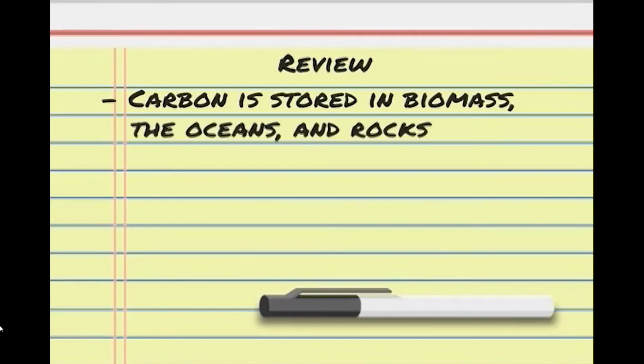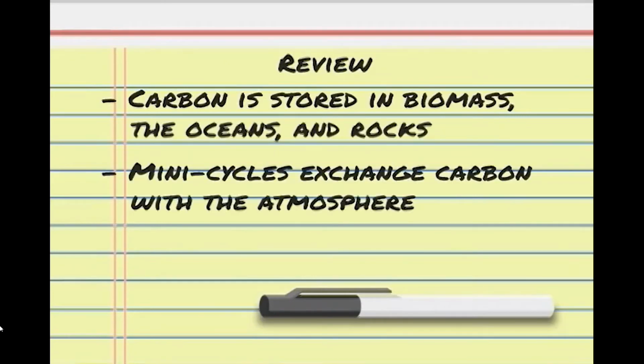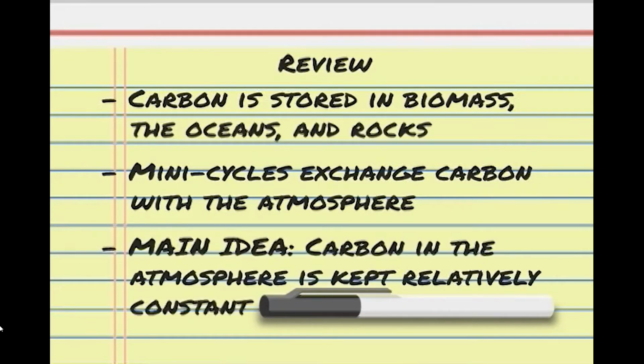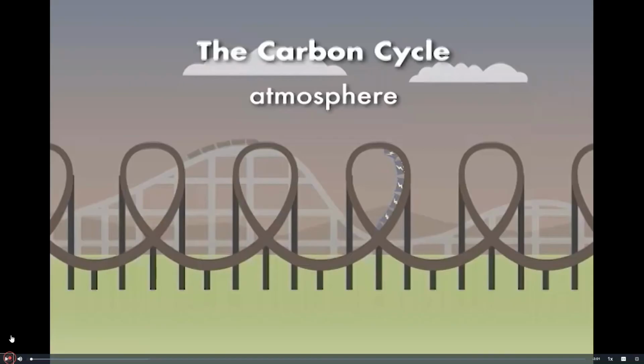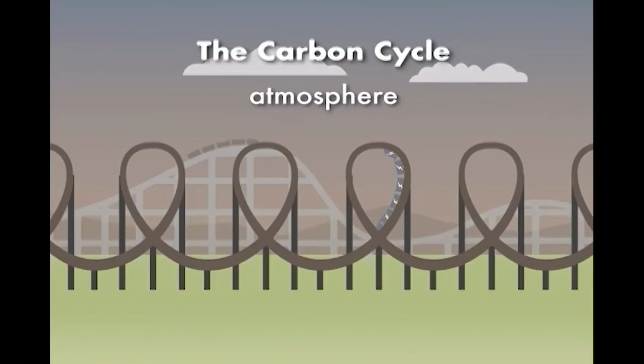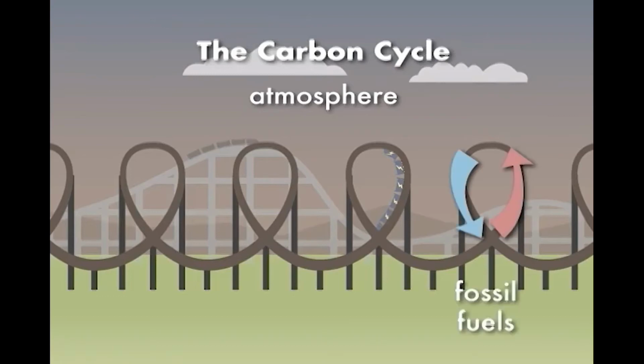So far, we've talked about how carbon is stored in biomass, the oceans, and rocks. Each of these storage places has its own mini cycle in which it exchanges carbon with the atmosphere. The main idea is for the amount of carbon in the atmosphere to be kept relatively constant. Now, before we let this whole carbon thing fall out the other ear, we need to talk about one last carbon reservoir on Earth: fossil fuels.